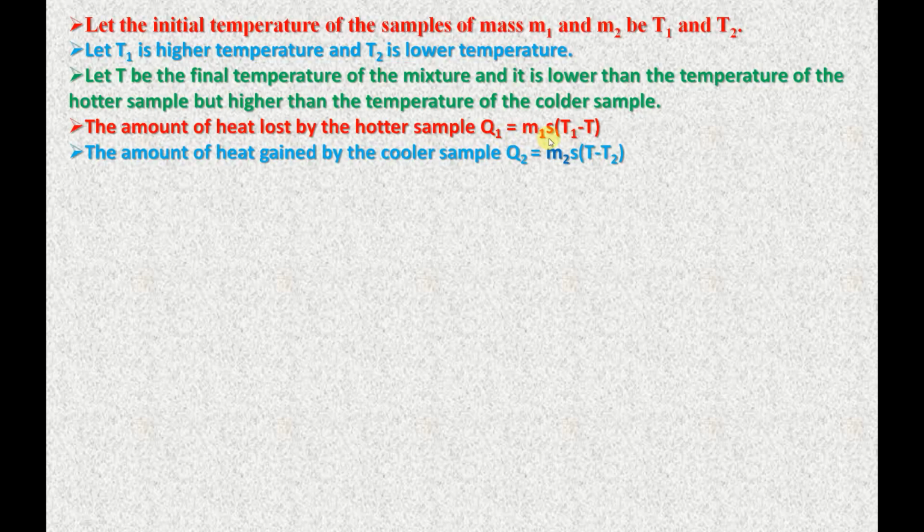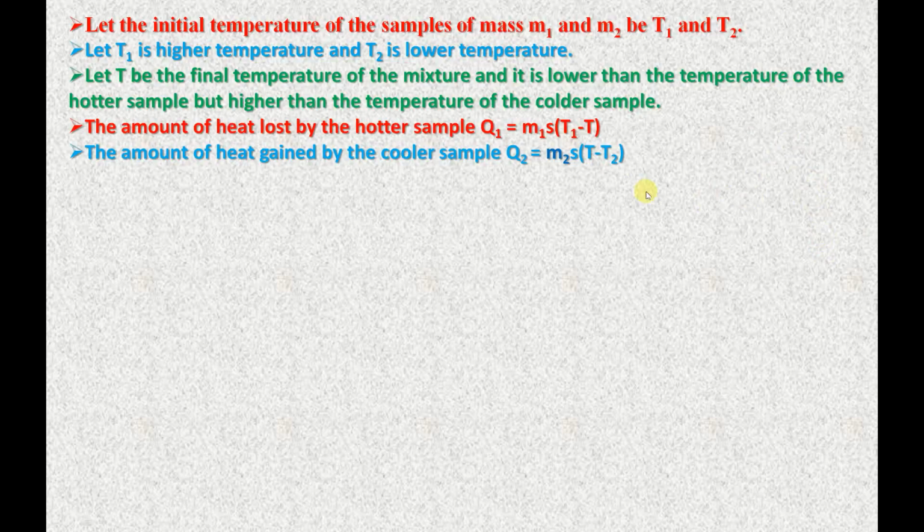Now the amount of heat gained by the cooler sample. What is the cooler sample? The second sample is the cooler sample. In the second sample, the quantity of heat is Q2, mass is M2, S is the same specific heat of water, but delta T is the higher temperature minus the lower temperature. The higher temperature is the mixture temperature and the lower temperature is the second sample temperature. That means T minus T2.